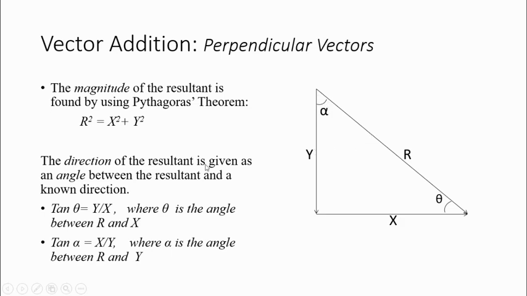And based on our trig ratios, tan theta would be y over x, opposite over adjacent, and tan alpha would be x over y. So you could use either angle, whether alpha or theta, to give the direction of r, but you must specify that it's the angle r makes with x or the angle r makes with y.